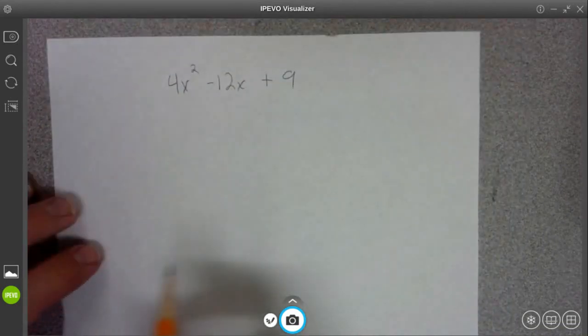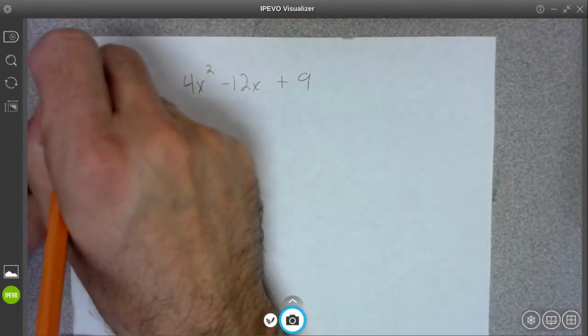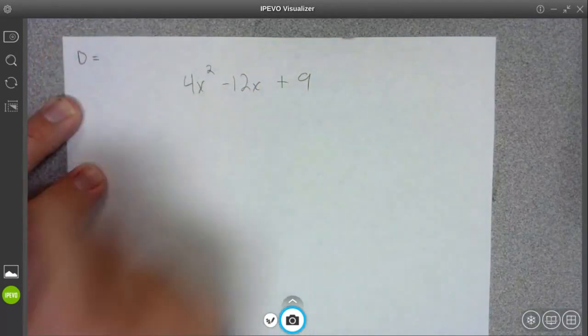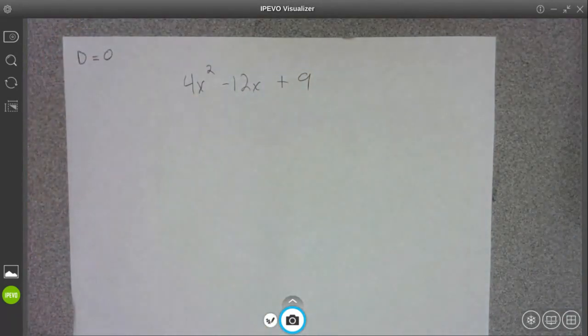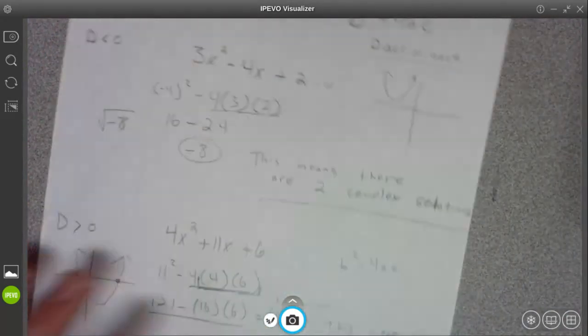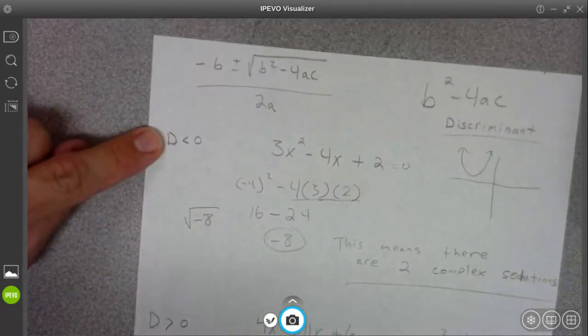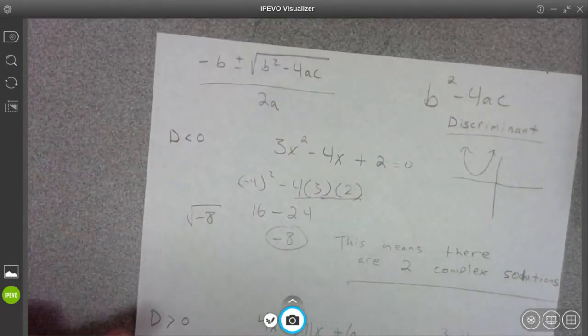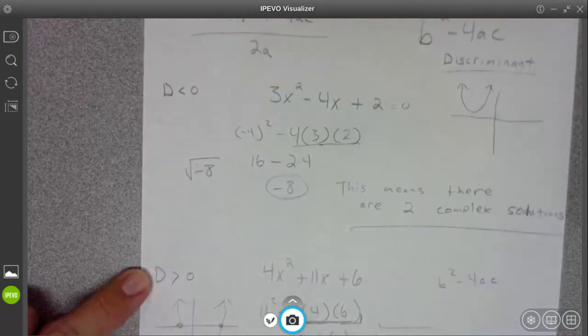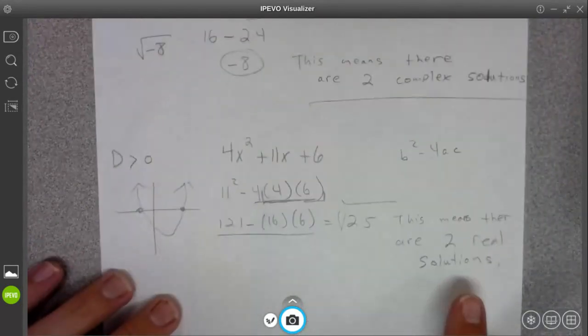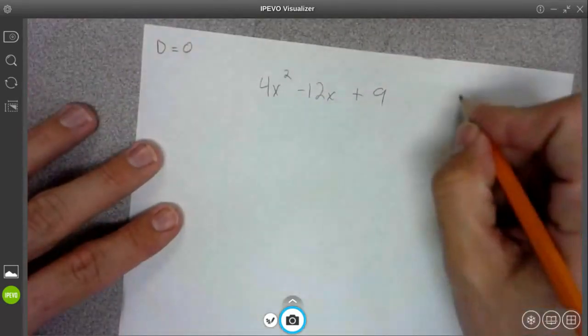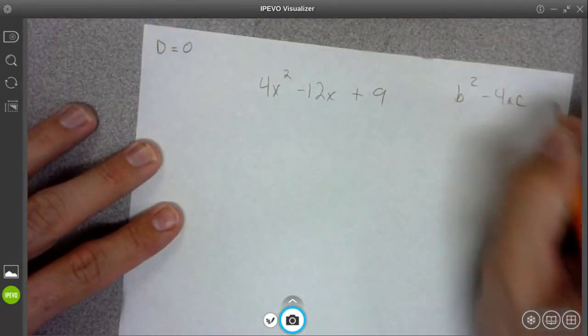All right, I just made one real quick. This is my final case, and it's when the discriminant is equal to 0, okay? So we already talked about these two. We looked at when it's negative, when the discriminant's less than 0. We said when it's positive, you get 2 real solutions. The last one here, all right, b squared minus 4ac.